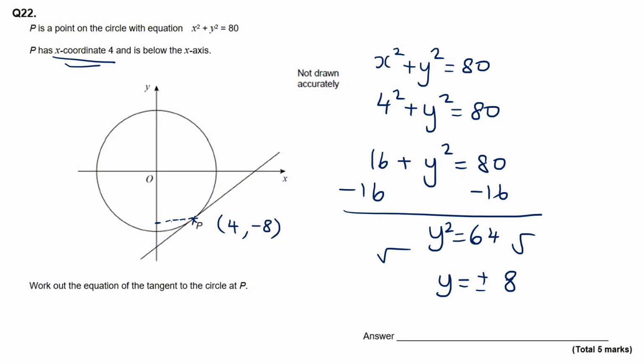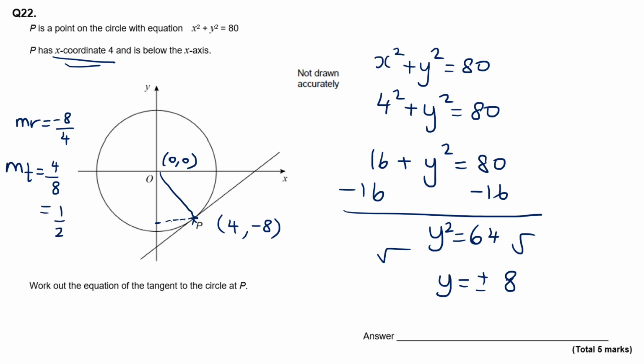So the gradient of my radius is negative 8 out of 4. Since this is the radius, this is 0, 0, and we need to do y2 take away y1 over x2 take away x1. So negative 8 take away 0, 4 take away 0 is going to give you negative 8 out of 4. And the gradient of your tangent is going to be the negative reciprocal of this, so that's going to be 4 out of 8, and it will become a positive because it was a negative, which simplifies down to 1 out of 2, by the way.